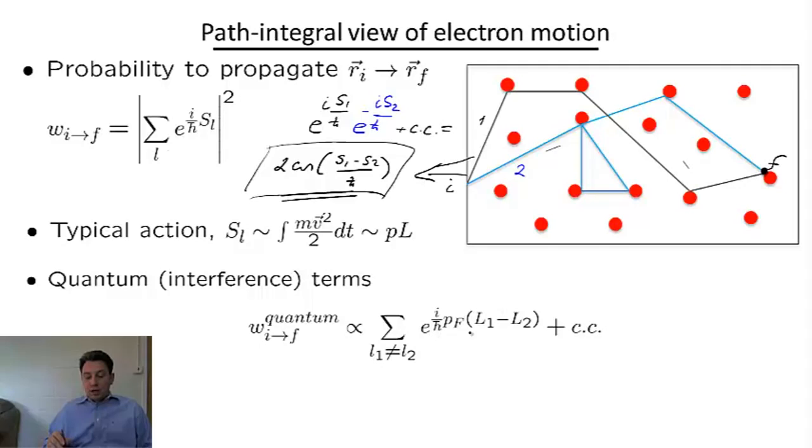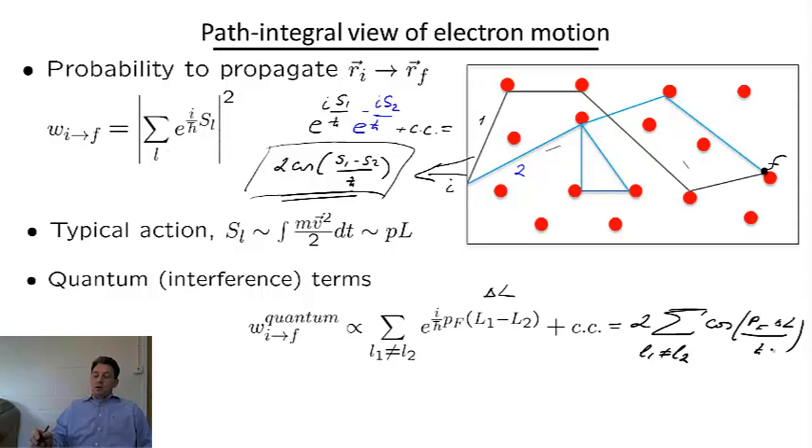And now, instead of the action S, we write explicitly the typical momentum, which, by the way, is called Fermi momentum, divided by h bar times the difference in length between the two trajectories under consideration. Or we can write it equivalently as the sum over all L1 not equal to L2 of cosine of typical momentum times delta L divided by h bar.